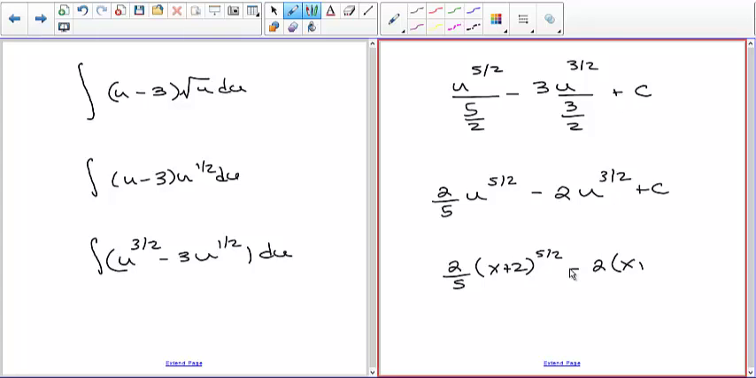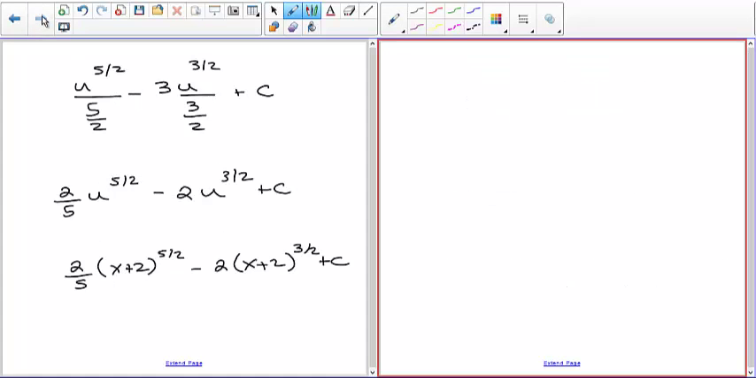And that's your final answer. Okay, so that's the first half of the test. Now the next one says simplify into 2 terms before integrating. That means it's not a suggestion.